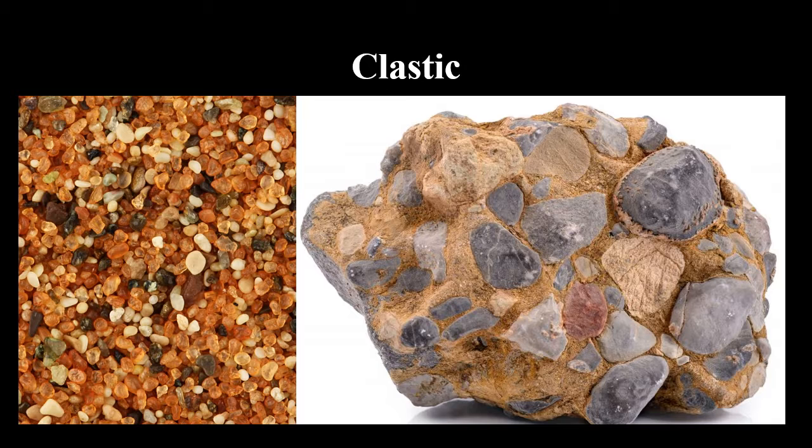Okay, clastic means it's made of little bits of other rocks. You can see on this one on the right, the conglomerate, it has all these lovely little cobbles and pebbles, and not boulders, not big enough, but it's made of all these individual grains of rock.